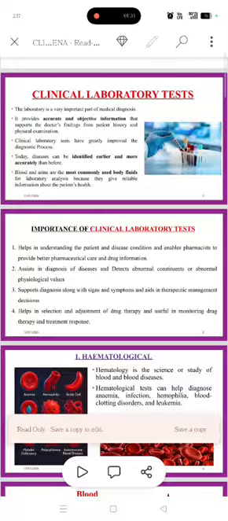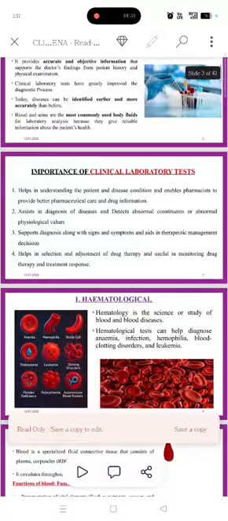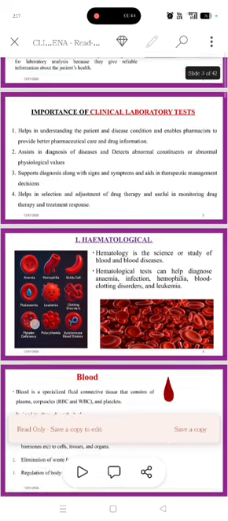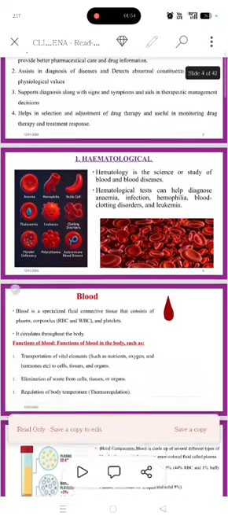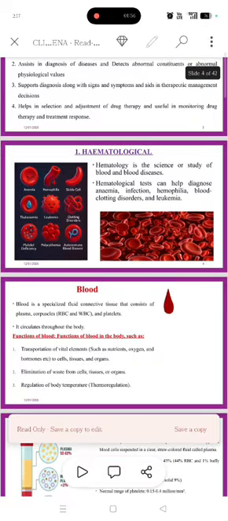First one, hematological. Hematology is the science of the study of blood and blood diseases. Hematological tests can diagnose anemia, infection, hemophilia, blood clotting disorders and leukemia. First, blood. Blood is a specialized fluid connective tissue that consists of plasma, corpuscles, WBC, RBC and platelets. It circulates throughout the body.